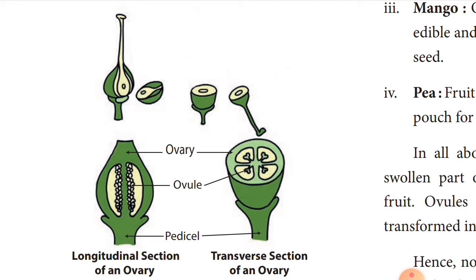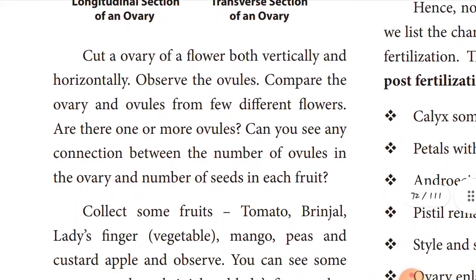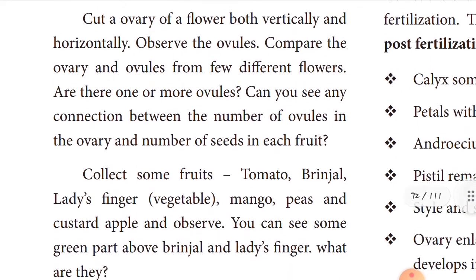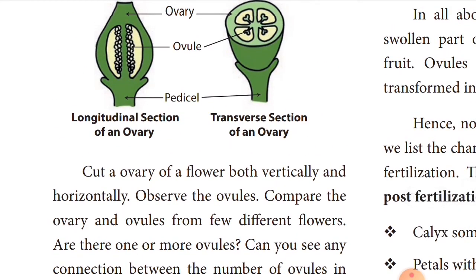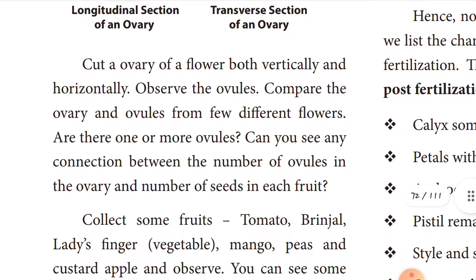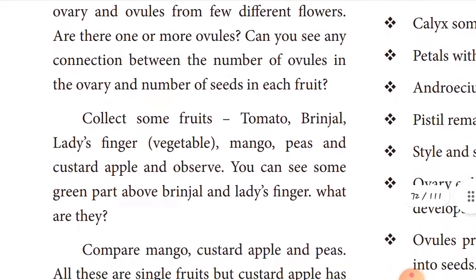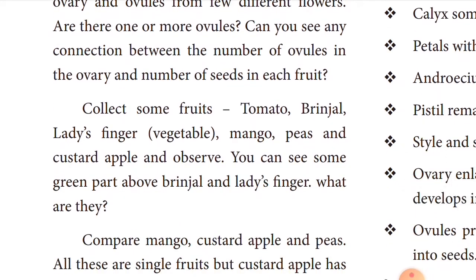Here, ovules and ovaries and pedicels are the same. Here they cut the ovary of a flower both vertically and horizontally. Observe the ovule still. Ovule is called the seed portion. They compare the ovaries and ovules from a few different flowers. Children, you have to collect some fruits: tomatoes, brinjal, lady's finger, mangoes, peas, and custard apple. You have to observe the ovules and ovary.